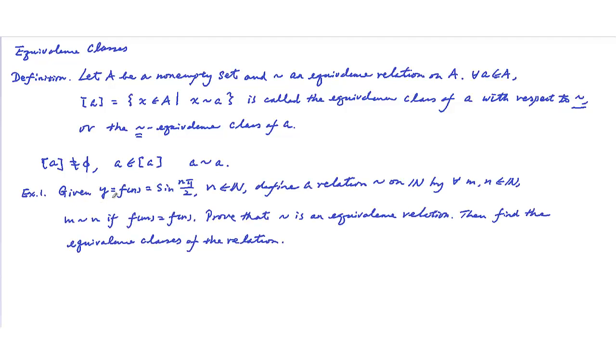Example 1. Given f(n) = sin(nπ/2), n a natural number. Define a relation ~ on the natural number set by, for each m and n in the natural number set, m is related to n if f(m) = f(n). Prove that the relation is an equivalence relation, then find the equivalence classes of the relation.